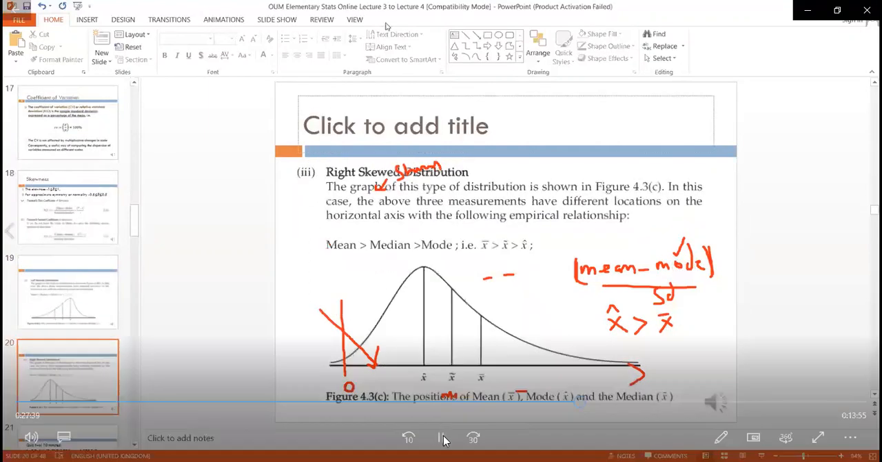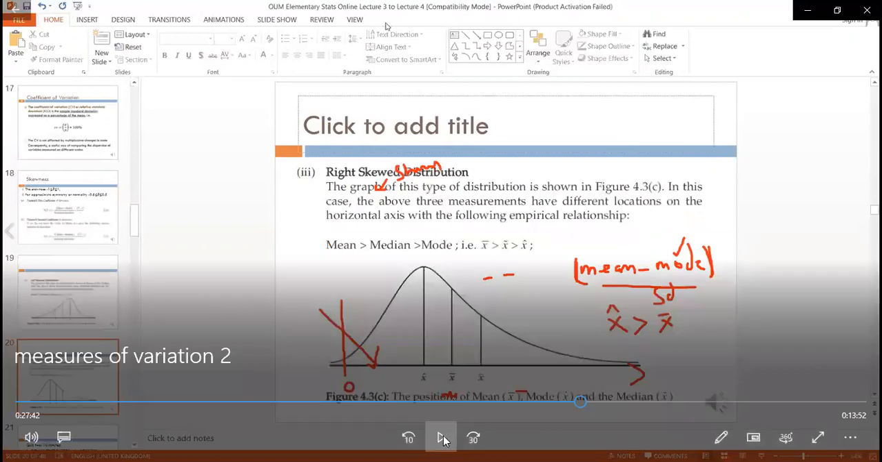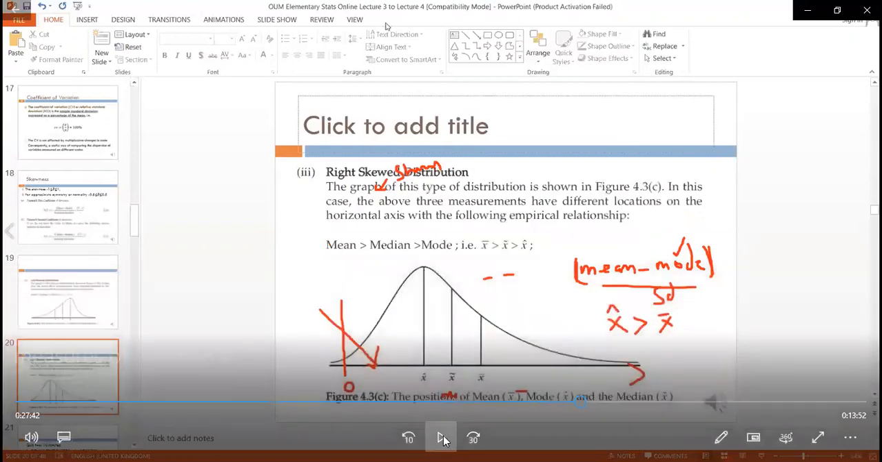I think the interpretation for positive skewed and symmetric will be very obvious to you. So what I recommend is just go to YouTube and watch that section of the notes. I don't think that should be very difficult to understand.